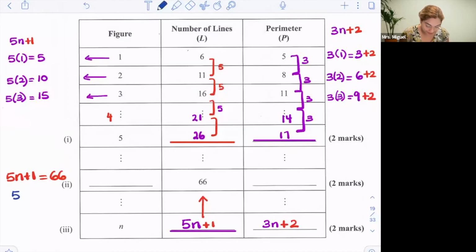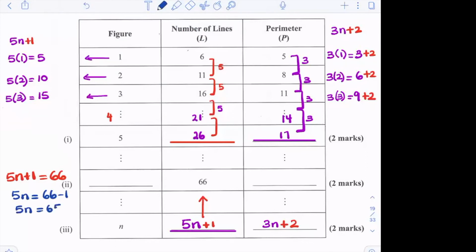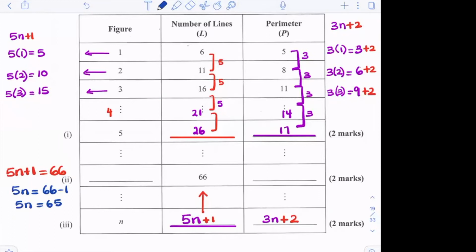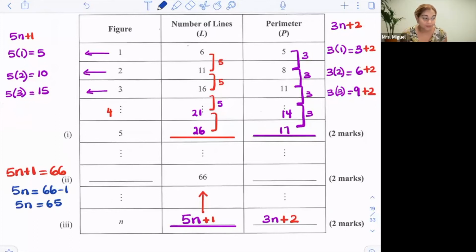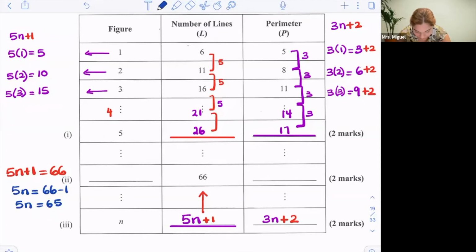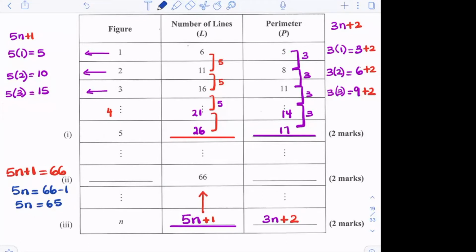So 5n is equal to 66 minus 1. 5n is equal to 65. Am I finished? No, miss. Do I leave it as 5n equals 65? No, miss. All right. So divide. I don't know what to do. What do I do to complete the equation for n? Miss, divide 65 by 5.